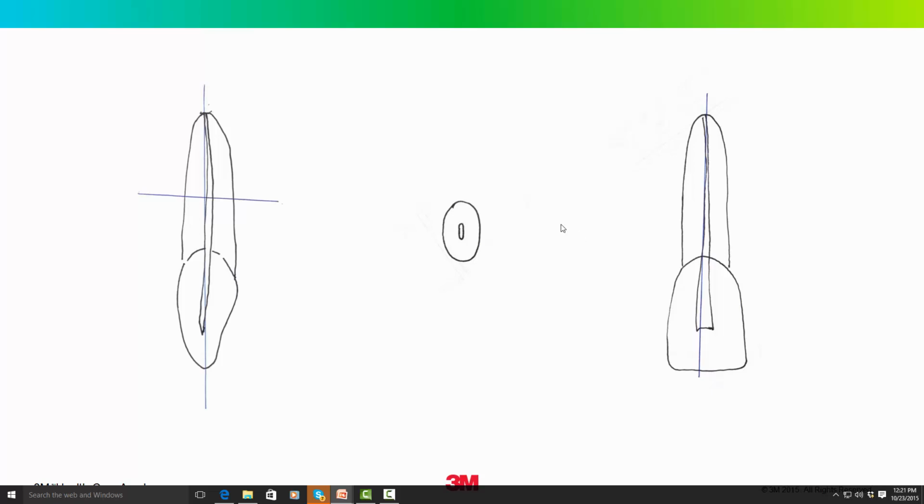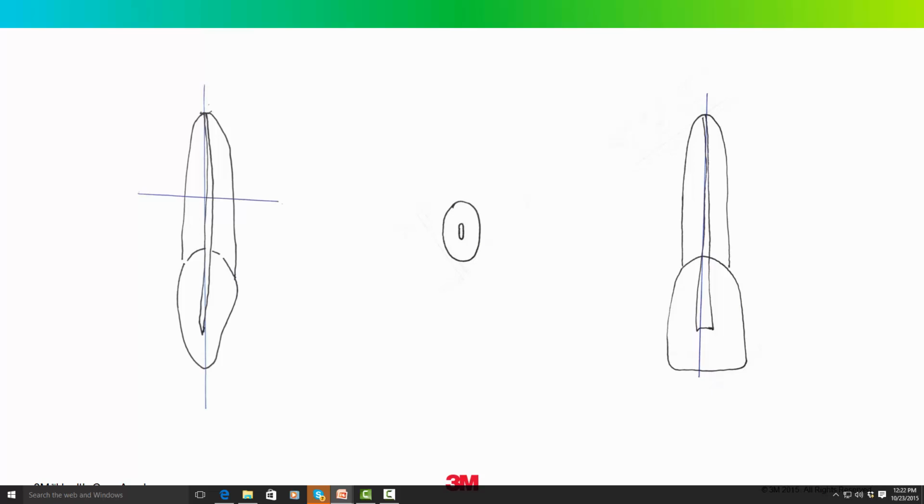We always take the slices this way on my slides. The slice is always going to be taken halfway down the root, and it's always going to be perpendicular to the long axis of the root. And that's why you can get consistent, comparable images.